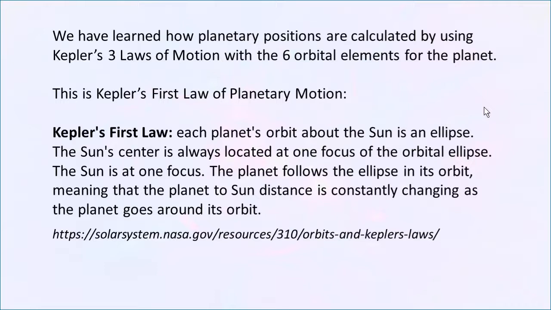The first law is not a formula, but a geometry, a statement of how things work, that each planet orbits around the sun in an ellipse. The sun's center is always located at one focus of the orbital ellipse. The sun is at one focus. The planet follows the ellipse in its orbit, meaning that the planet to sun distance is constantly changing as the planet goes around its orbit.